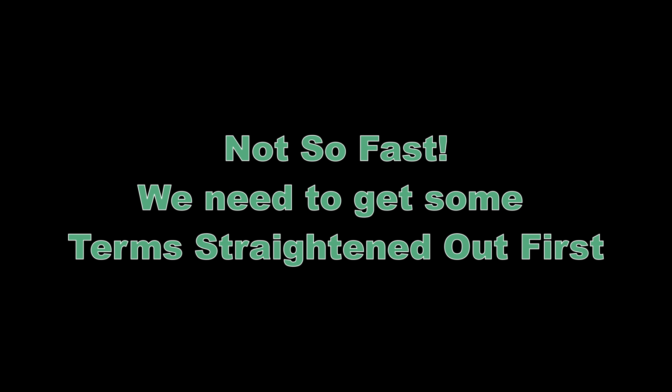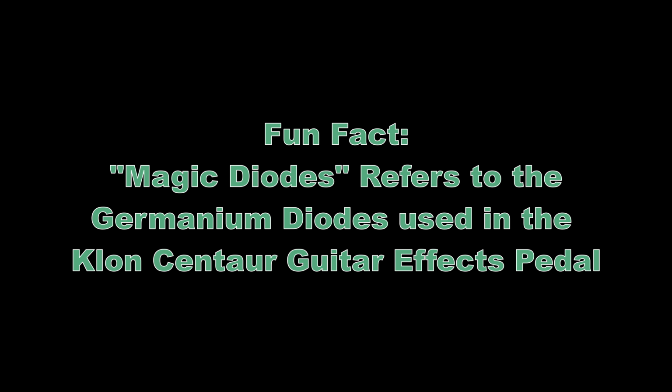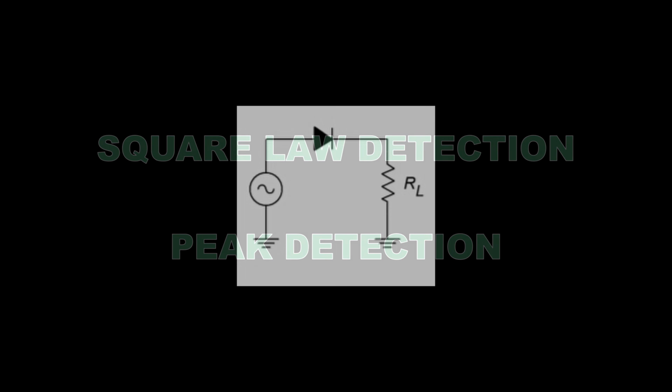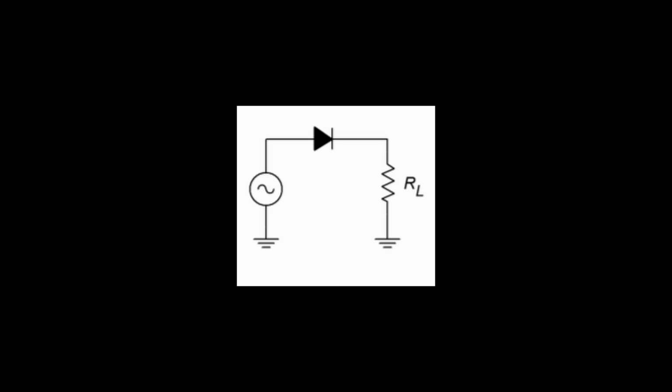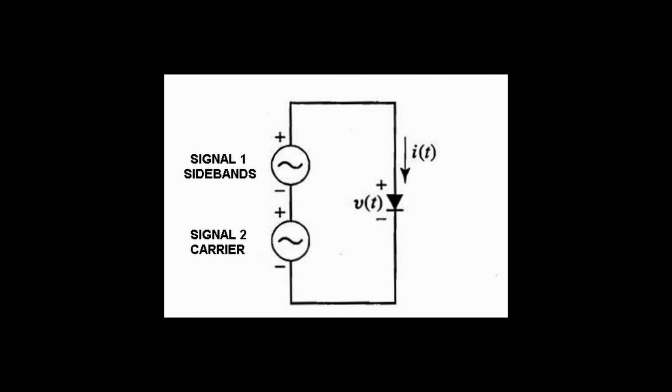Let's get this out of the way quick so we can move on to other types of detectors. So let me get in trouble early. Diodes are not magic. We're treating the diode like it's a magic device. I'm going to use two terms, square law detection and peak detection. Both of these methods of detection are by rectification. I mean, what's the diode doing if you're not turning it on?